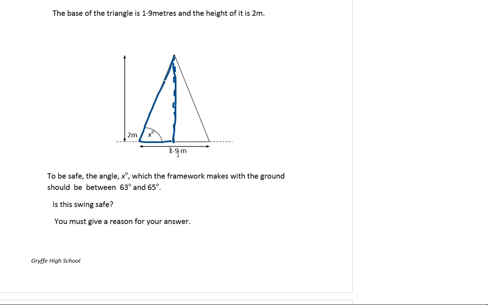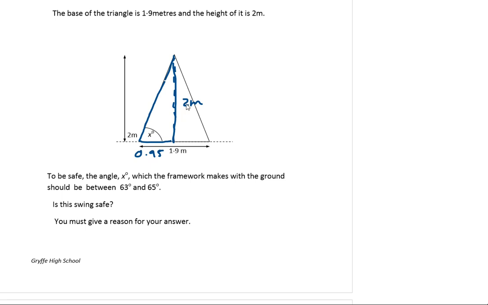Well, what's half of 1.9? It's going to be 0.95. So that line in there is 0.95. We don't know this length here, and the height is 2 meters. And this is the angle that we're concentrating on. So let's label that up. There's the angle that I'm concentrating on.